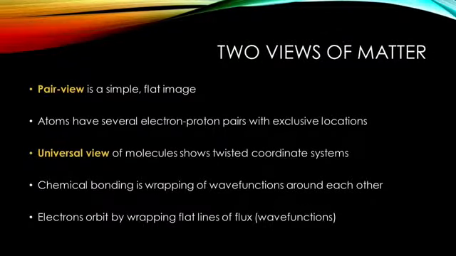So there's 2 views of matter I like to use, the pair view and the universal view. The pair view is a simple flat image, and atoms have several electron-proton pairs. The universal view of molecules would show a more complicated picture of the same thing with a twisted coordinate system. Chemical bonding is the wrapping of wave functions around each other. Electrons orbit by wrapping flat lines of flux.